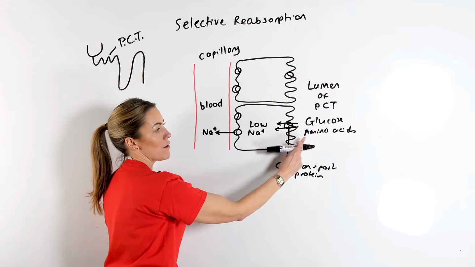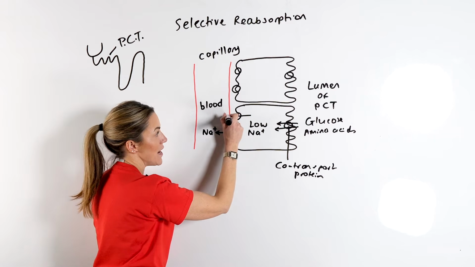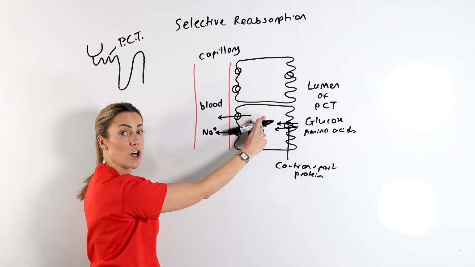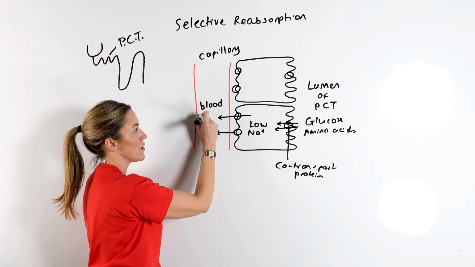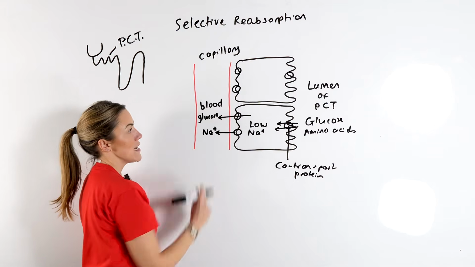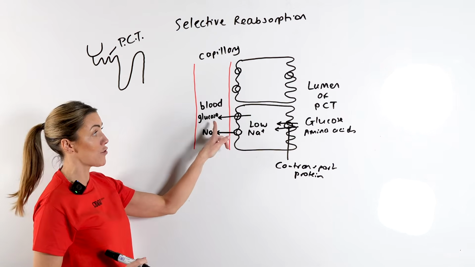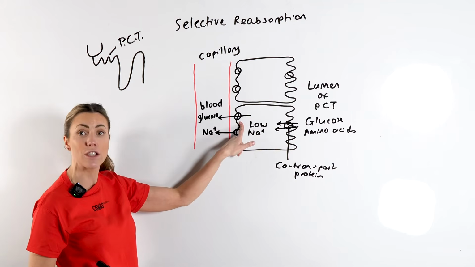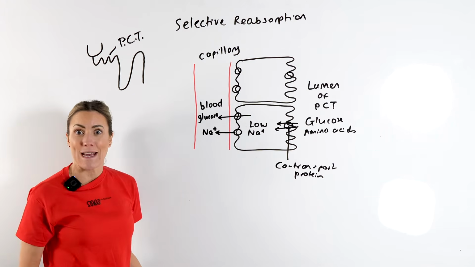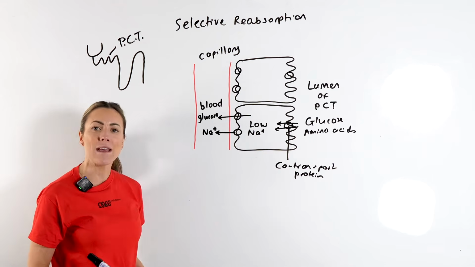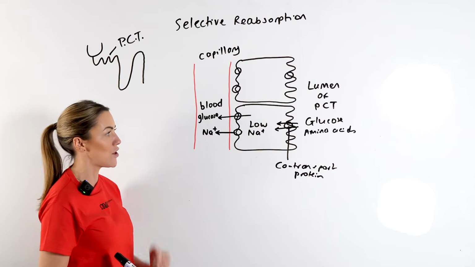Now we've got the glucose and the amino acids in the epithelial cell. They can then diffuse from a higher concentration in the epithelial cell to a lower concentration in the blood. This would be an example of facilitated diffusion. It's going from a higher concentration to a lower concentration, but it does need a transport protein. Now we've reabsorbed it. We've got the glucose or the amino acids back into the blood so they will not be lost in the urine.